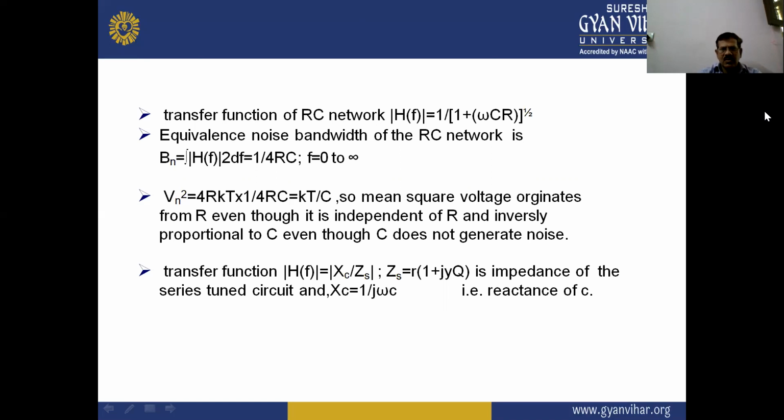So the mean square voltage originates from R, even though it is independent of R and inversely proportional to C, even though C does not generate noise. Now the transfer function H(f) equal to XC upon ZS, where ZS equal to R into (1 plus j Q) is the impedance of the series tuned circuit and XC equal to 1 upon j omega C.